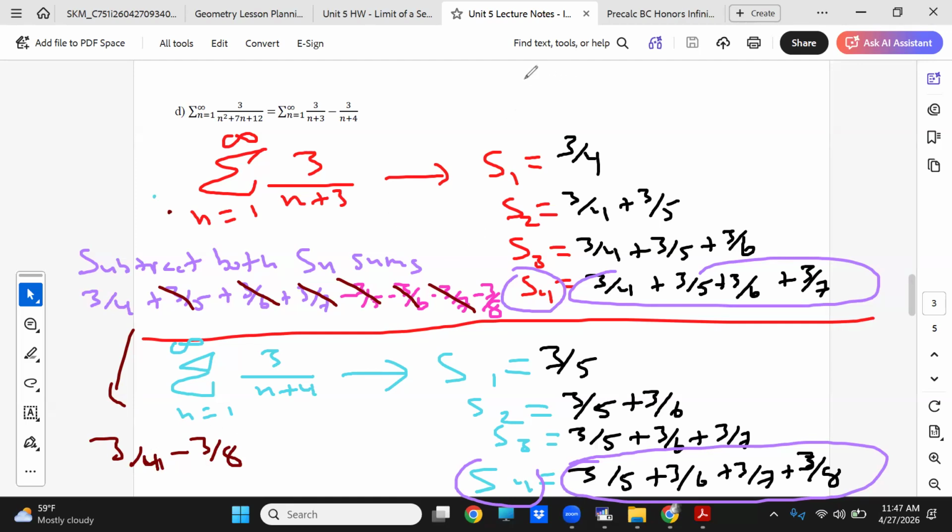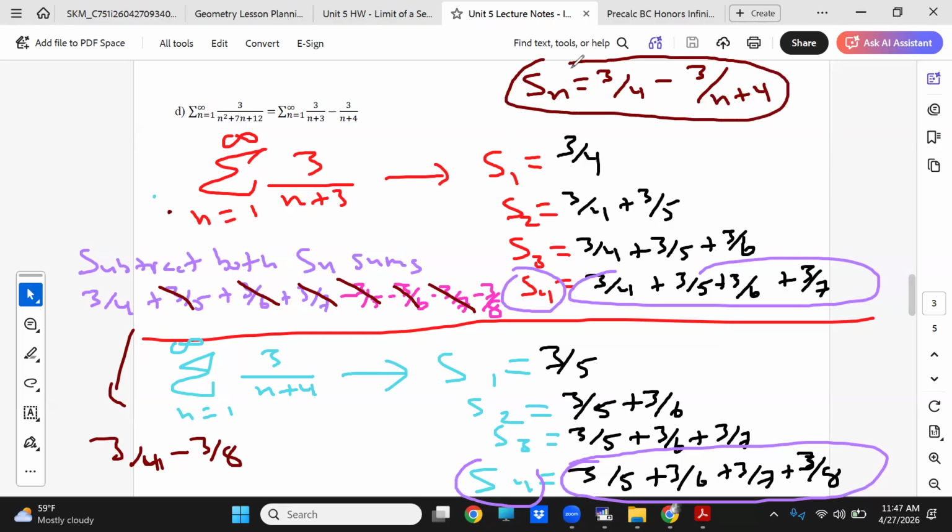Or if I write it as a formula, I could do this now. It's going to be 3/4 minus 3 over n plus 4. This is going to be your explicit formula to find each term in the sequence of partial sums. Right? 3/4 minus 3 over that. As n approaches infinity, what happens to this term here? It goes away, right?